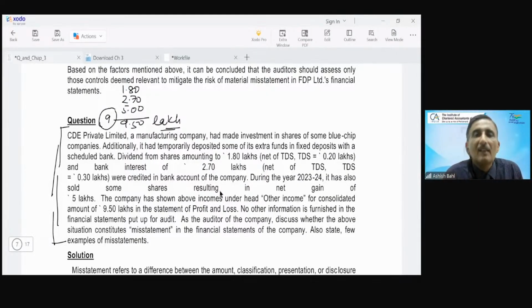Now first you have to tell whether this constitutes misstatements or not. So how would you attempt this question? First of all, you would write the meaning of the term misstatements. Okay. And then you have to apply the meaning of misstatements to the given situation. I have already explained the meaning of the term misstatements to you. It is also in your module. Apply it to this situation and tell me whether it constitutes misstatements or not. If it constitutes, why? If it doesn't constitute, why?